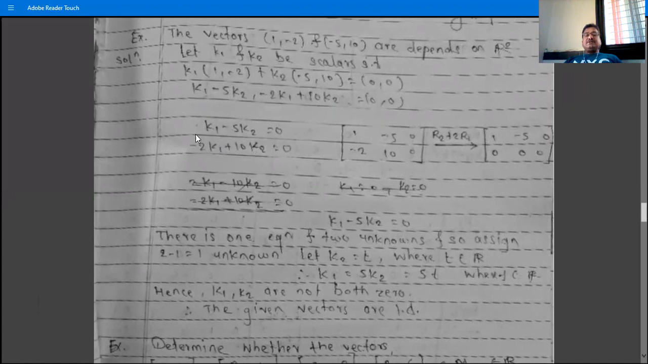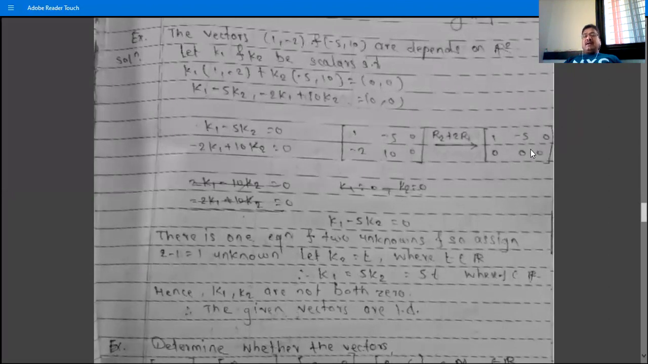Then we have to solve this system and find the values of K1 and K2. So form the augmented matrix. This is the augmented matrix: 1, minus 5, 0; minus 2, 10, 0. Now we have to reduce this minus 2 to 0. So R2 plus 2 R1. So we have this, and all the remaining elements are 0. So this is an echelon form.